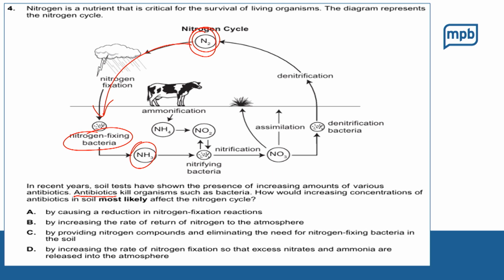Okay, so letter A looks good. Let me read over the other ones. Yeah, so by causing a reduction in nitrogen-fixing reactions. Why would using antibiotics cause a reduction in nitrogen-fixing reactions? Well, if we kill the bacteria that fixes the nitrogen, then we're going to drive down the amount of nitrogen-fixing reactions. So letter A is going to be our best answer choice here. Okay, great job. Let's keep it going.